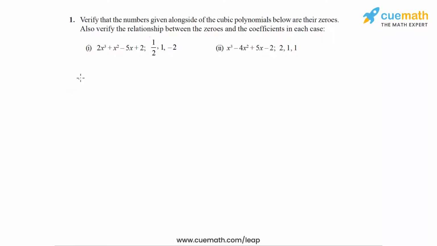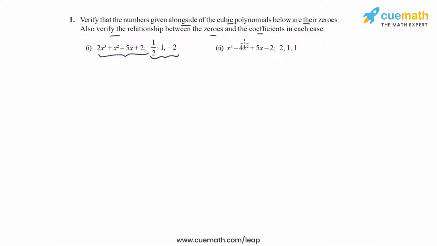Question 1 of this exercise says, verify that the numbers given alongside the cubic polynomials are their zeros. So for example, in the first part, we have this cubic polynomial and three numbers are given alongside. We have to verify that these three numbers are the zeros of this cubic polynomial. Also verify the relationship between the zeros and the coefficients in each case.